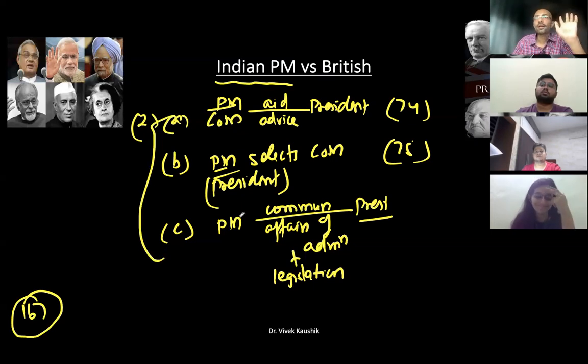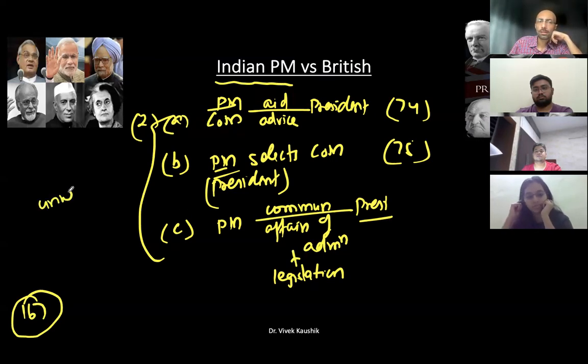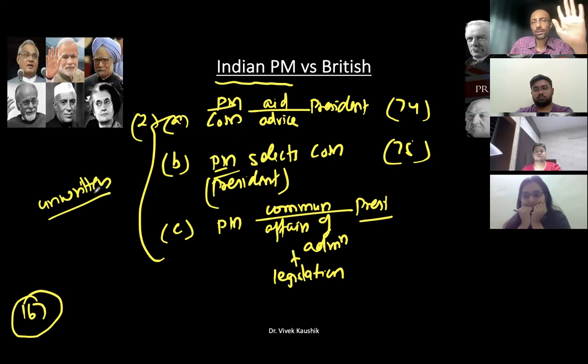These are just three. So if we see, the list of powers and functions of the Indian Prime Minister is not codified anywhere. They are all unwritten. Only 3 functions are specifically found in the Constitution. It means every other power of the Indian Prime Minister is unwritten.